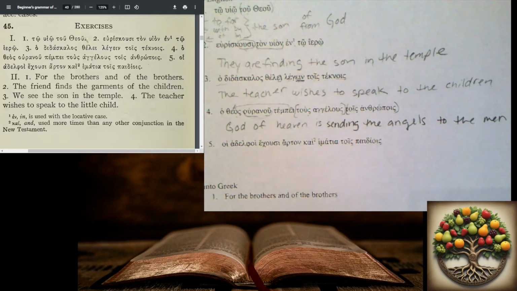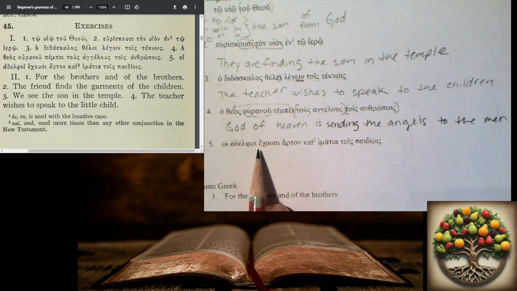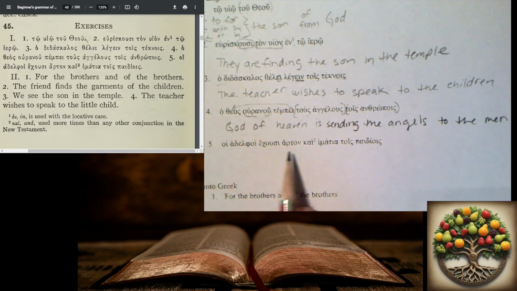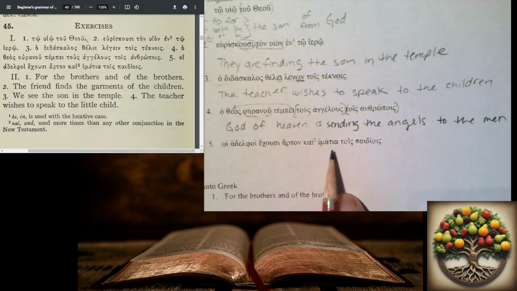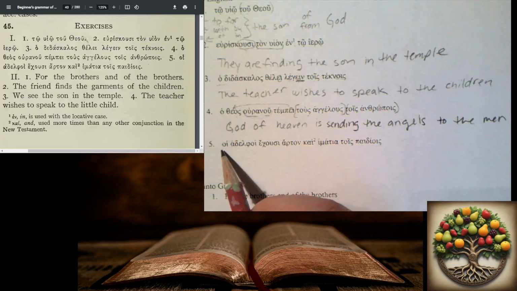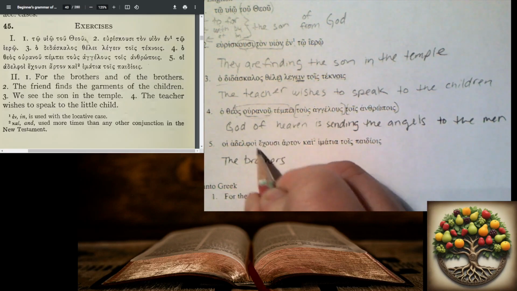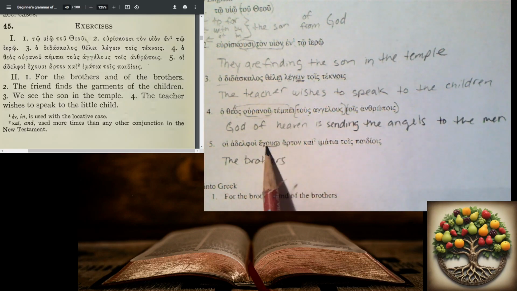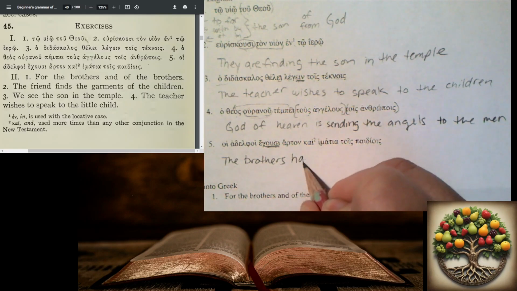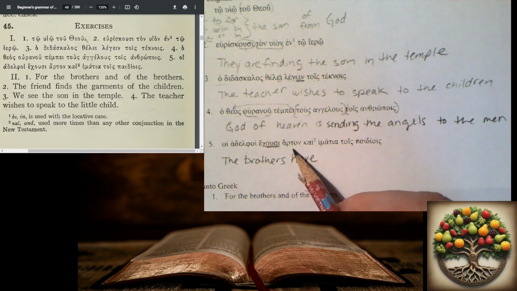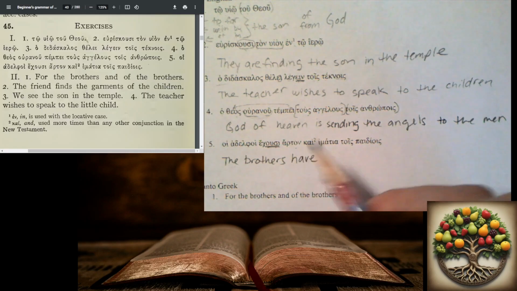All right, number 5. Hoi adelphoi exousi arton kai himatia tois paidiois. All right, we have a plural subject, the brothers. Here's our verb, and we do have that third person plural, ousi ending. And this is the word for have. So the brothers have. What do they have? We're looking for something in the accusative. Here it is. Arton, which is bread.